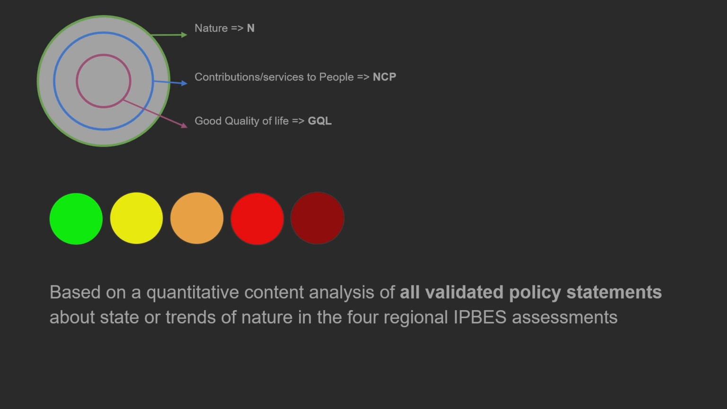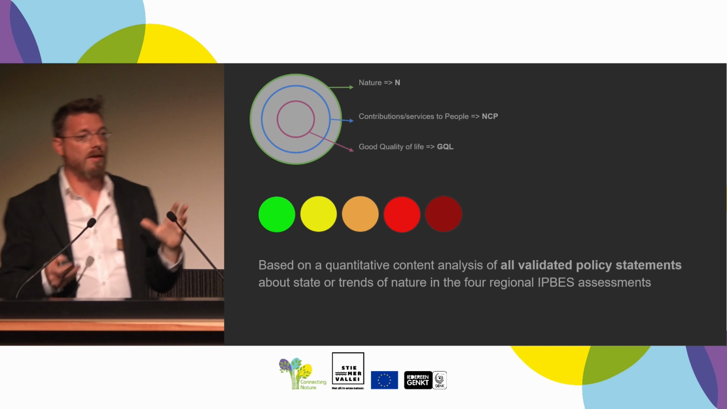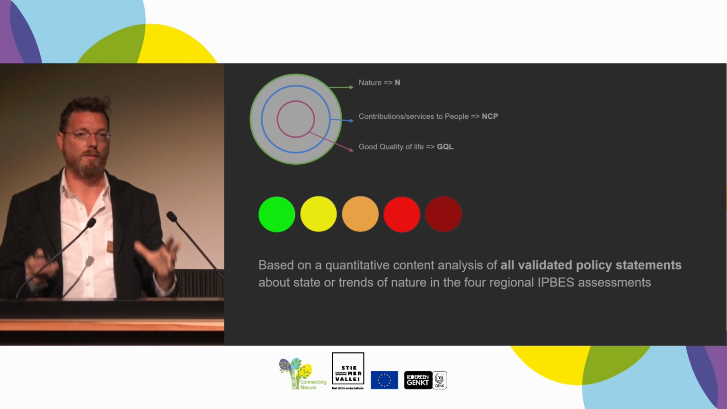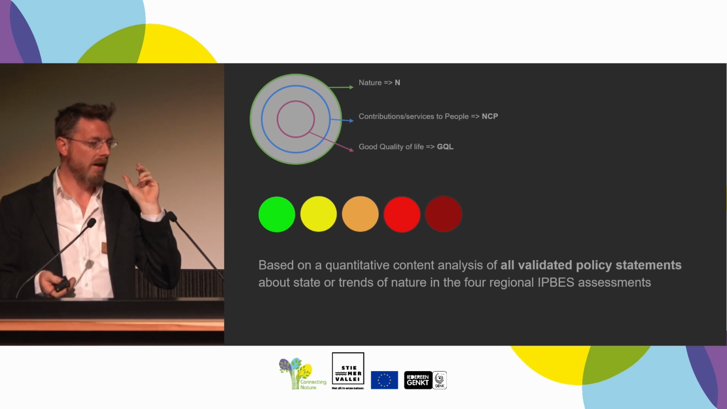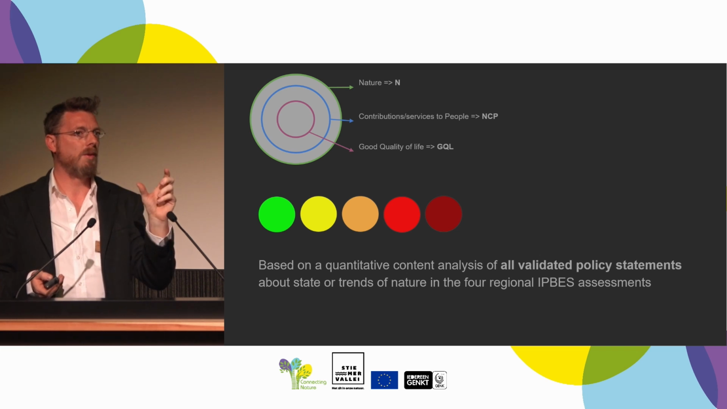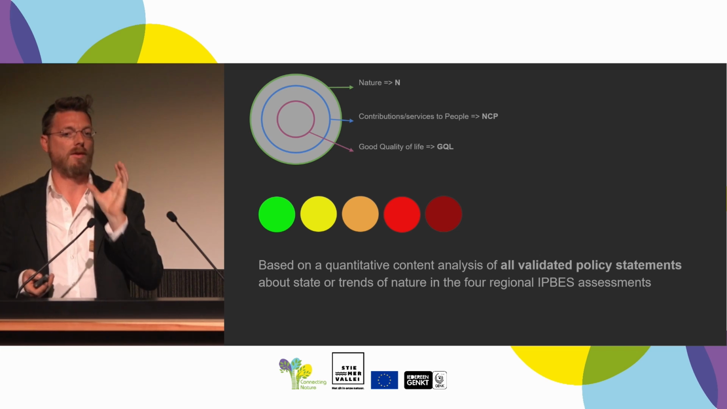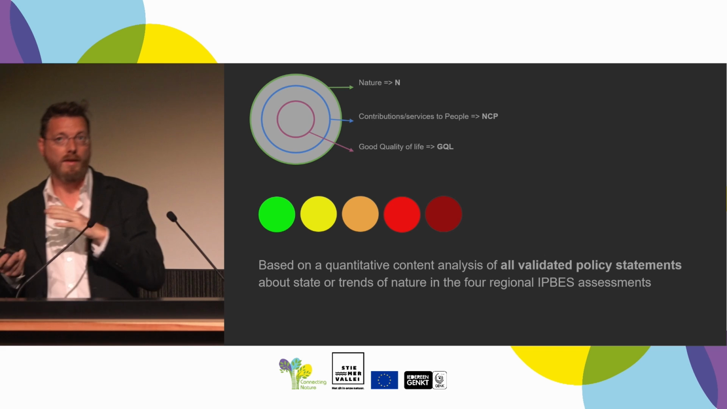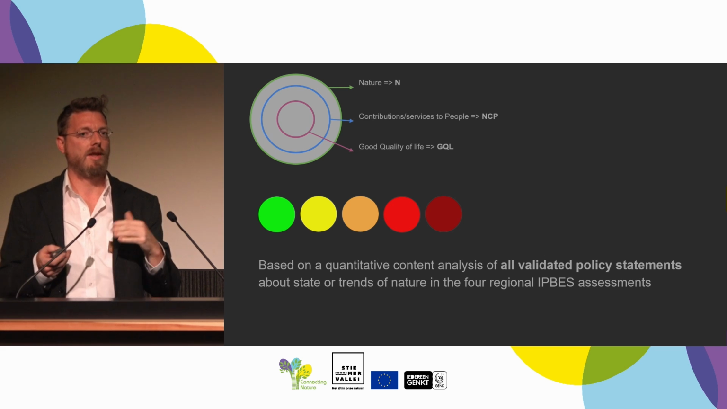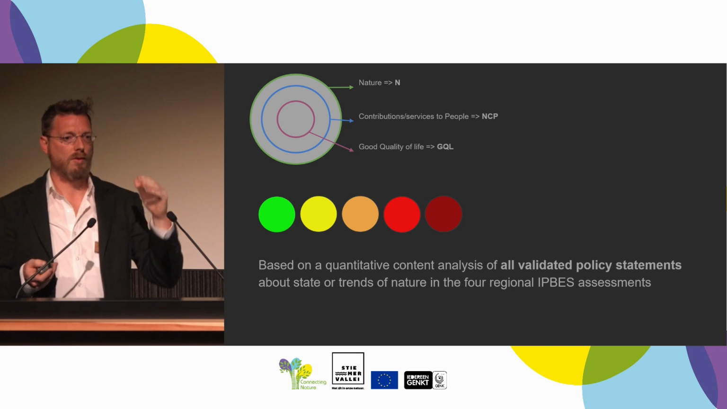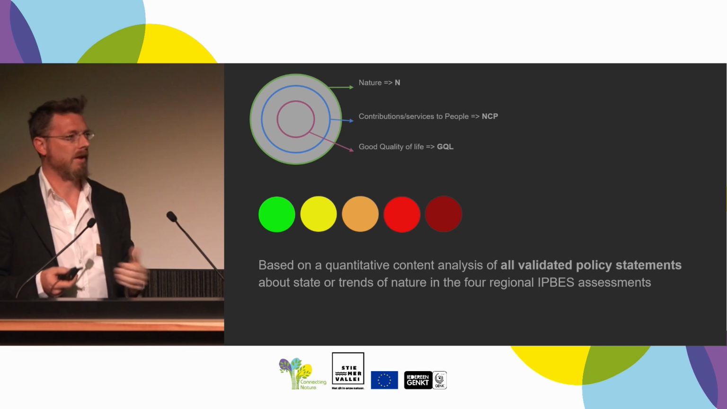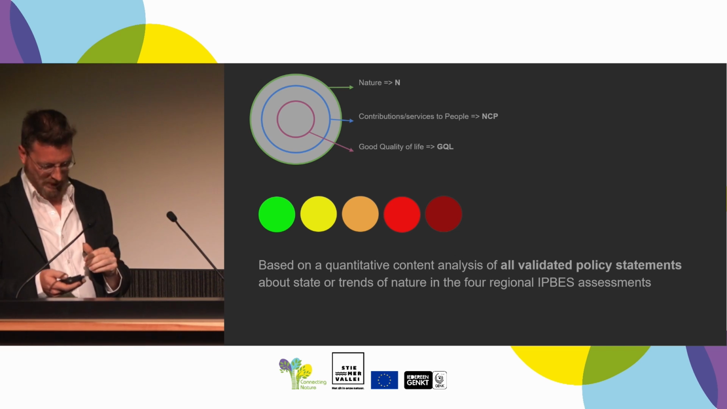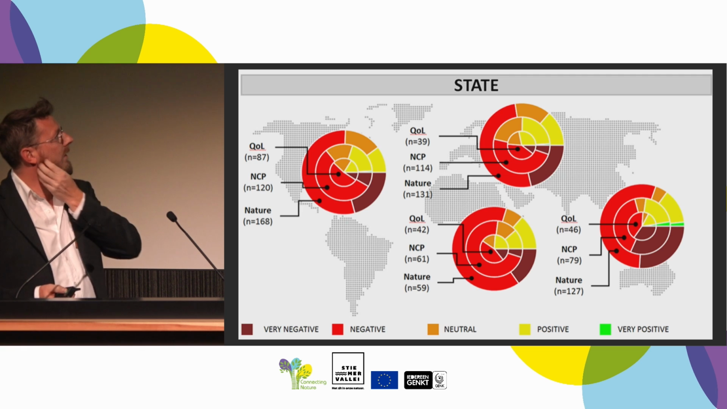And the results of this infographic, what we have done is taken all the summaries for policymakers from the regional assessments, sentence by sentence, and we have coded what value is this about? Is this about the state, or is it about the trend and evolution? And does it tell us that it is positive, negative, and so on. So it was all coded, 1,000 something, 1,300 something per assessment. And then we have made this graphic.